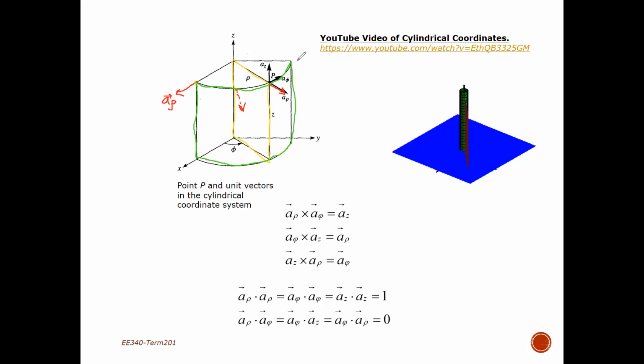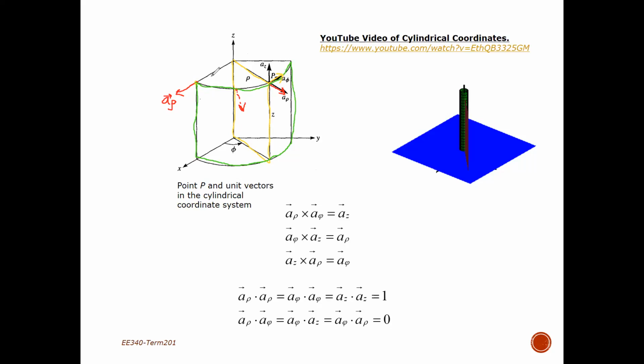Okay, so we are running out of time. Let me just quickly summarize this. I'm talking about the phi plane. This is the yellow one, and this is the unit vector which is normal to this phi plane. So it is a phi. And again, you see, as this plane rotates, your a phi will change the direction.